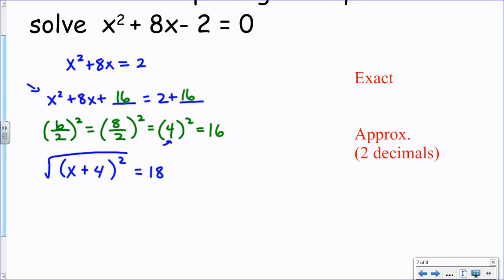All right, now we solve. So take the square root of both sides. So 18 is not a perfect square, but it could simplify. 9 goes into it, 9 times 2. So square root of 9 is 3. So square root of 18 can be written as 3 square root of 2. And then subtract 4 from both sides. So negative 4 plus or minus 3 square root of 2. So that is my exact answer.